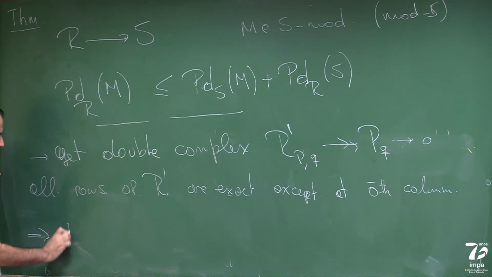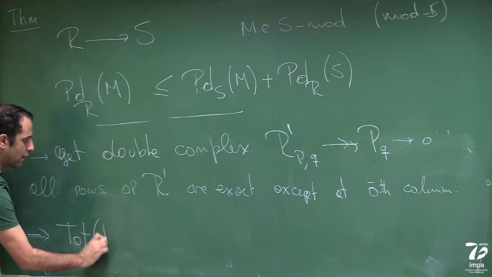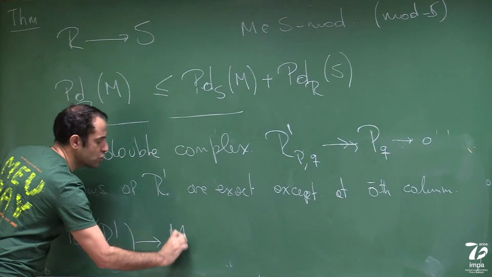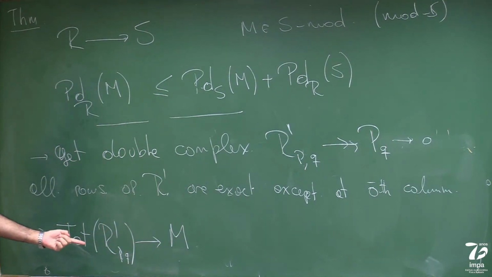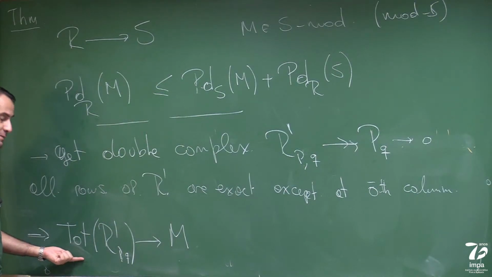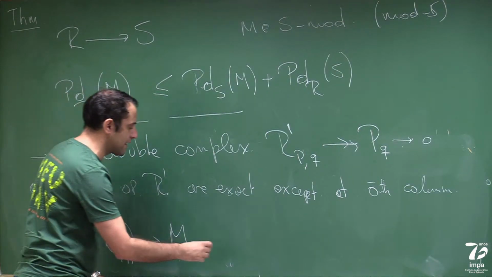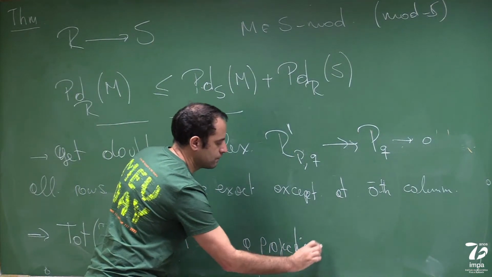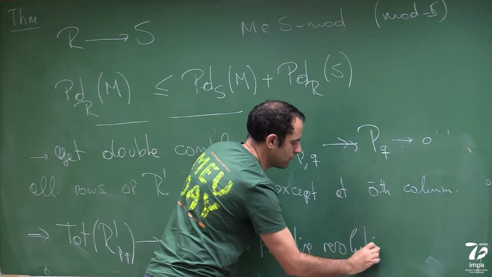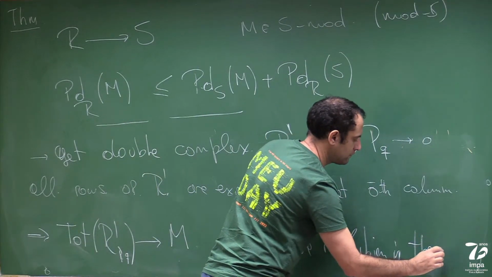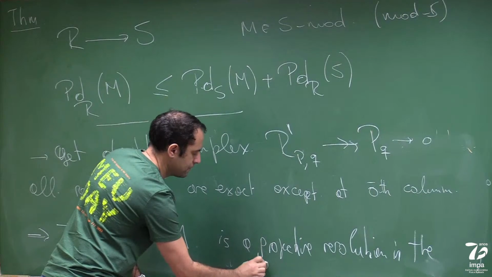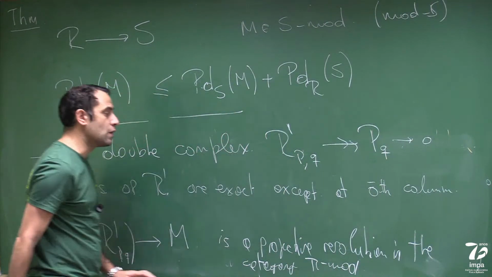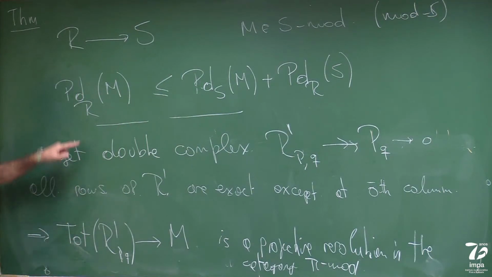So this tells us that the total complex of this R prime is a resolution of the module N that we started with. And this is a resolution by all projective modules. The direct sums of these guys are projective. This is a projective resolution in the category of R modules. The problem is that it's just too large. It's not good enough to prove this theorem.